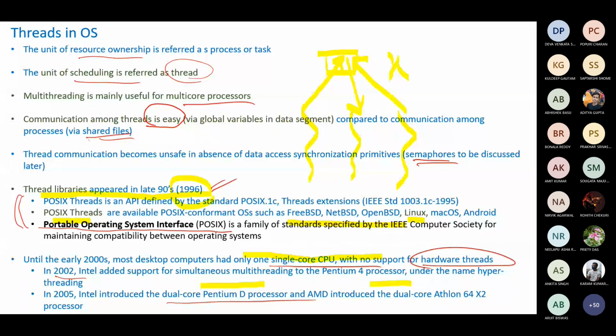Once this was there, from the mid 2000s, this threading concept became very popular, because even in your desktop, or these days even in mobile phones, processors have multiple cores. So you can really exploit the presence of multiple cores, and if you write a multi-threaded application, it really makes sense. That's why the popularity of multi-threaded applications started about 10-15 years ago. It was very popular.